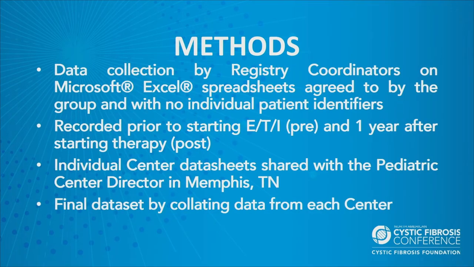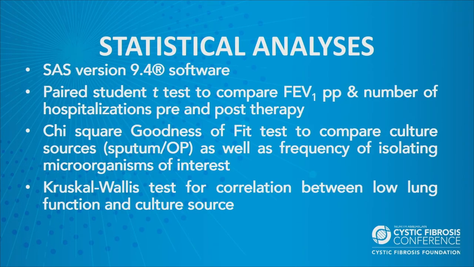Data collection was done by registry coordinators at each center. The whole group agreed upon the formation of the spreadsheets on which this data was collected. Data recorded prior to starting ETI was labeled pre, and the data post was labeled post. Individual center sheets were then sent to the pediatric center director in Memphis, Tennessee, and a final data sheet was generated by collating all the individual ones and sent for statistical analysis.